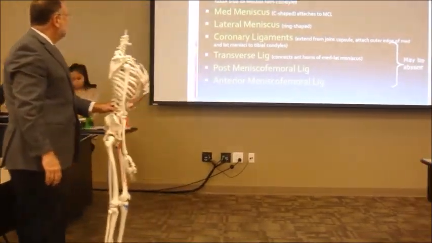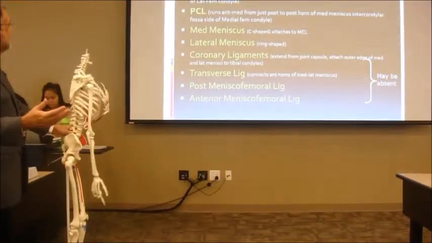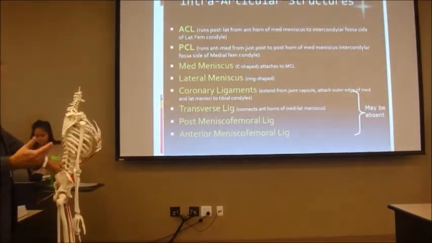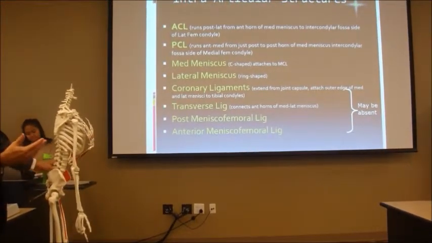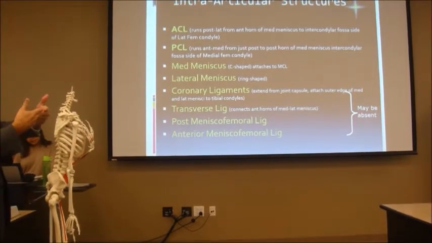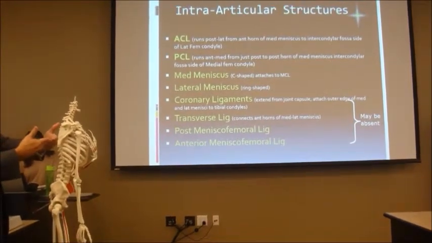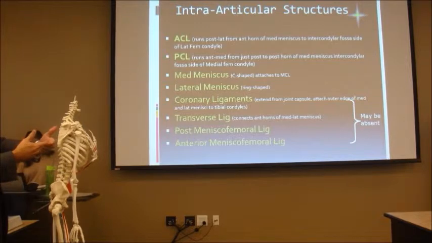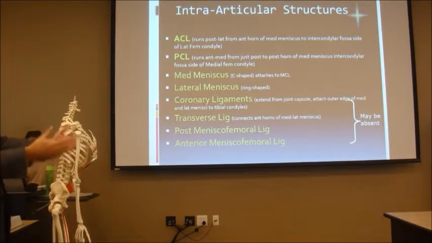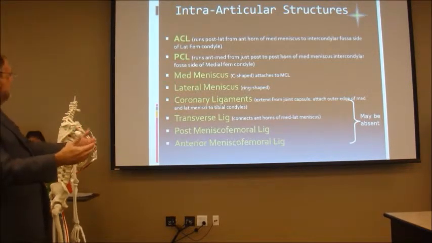The other two important structures are the meniscus, the medial and lateral. The coronary ligaments are those that extend from the knee joint capsule and attach to both the medial and lateral menisci.